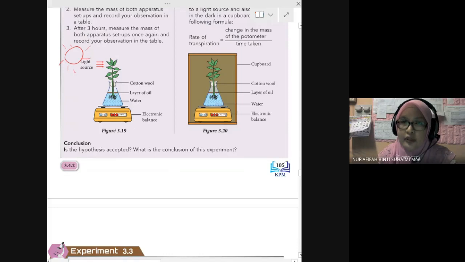It should be figure 3.19 because it is exposed to the light. Evaporation occurs faster if there is presence of sunlight. Transpiration will occur faster, and the mass of water also increases. More water will be absorbed by the plant compared to the plant that you keep in the cupboard.